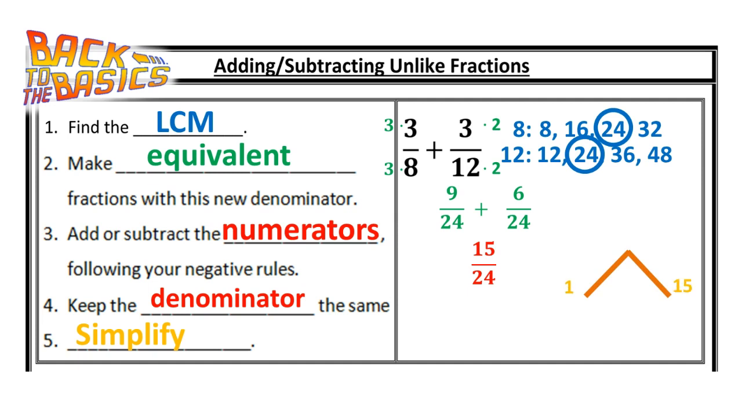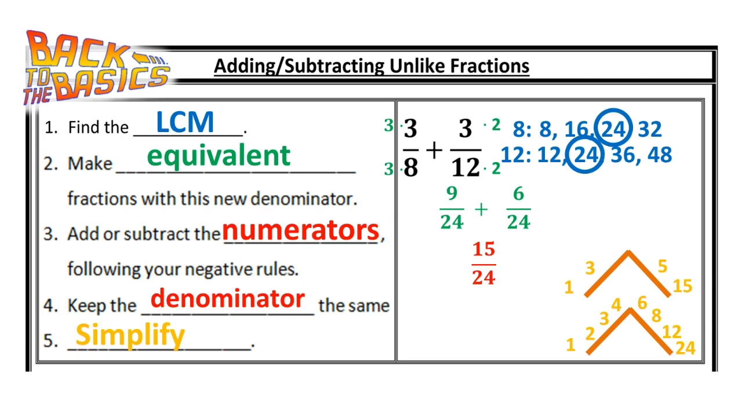I'm going to write out the factors of 15, and the factors of 24. 1 times 24 is 24, and then I climb the mountain. 2 times 12 gives me 24. 3 times 8 gives me 24. 4 times 6 gives me 24. 5 gives me a decimal.